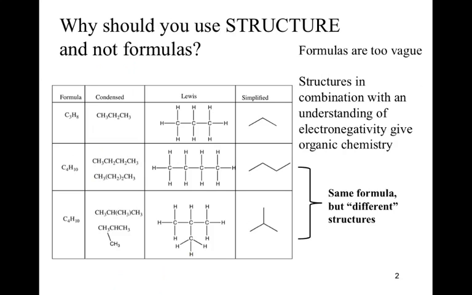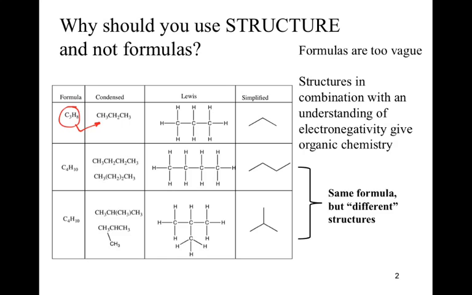The next part would be that we need to use structure and not formulas. And this slide is kind of summarizing this. Our formulas are way too vague. If we take a look at C3H8 or anything really smaller than that, it doesn't really matter what we end up doing with it. We will always end up with the exact same structure. There is no other option. So we could go through and draw the Lewis structure, or we could look at the simplified formula. And you'll notice that I also specified a condensed formula. We use the condensed formula to try and better represent the connectivity in our actual compound. Whereas if we just use the formula, we don't see that connectivity.